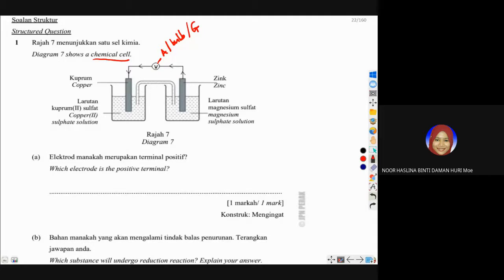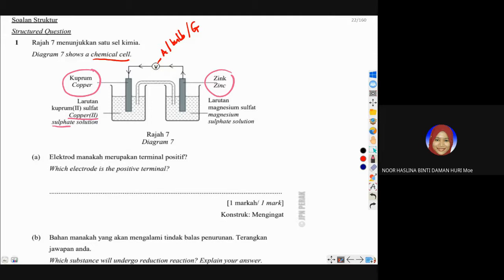So this is about two different metals dipped into the chemical solution. Now we have copper and zinc. So how to identify which one is anode and which one is cathode? We have copper, we have zinc, and then the electrolyte should have the same ion as the metal. So for the copper, we have copper(II) sulfate solution. Make sure this electrolyte is a soluble solution. Copper(II) sulfate is a soluble salt.